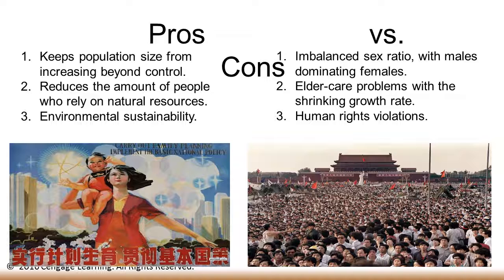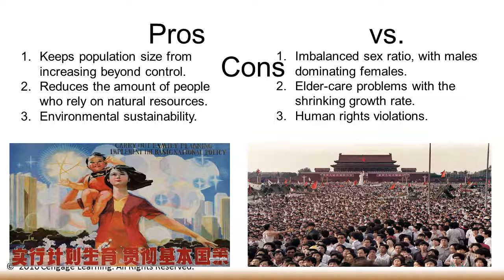So the pros and cons pertaining to this policy. The pros are that the policy was successful in keeping the population size from increasing beyond control. The policy also helped reduce the amount of people who rely on natural resources, and it could be viewed as a step in the direction towards environmental sustainability.